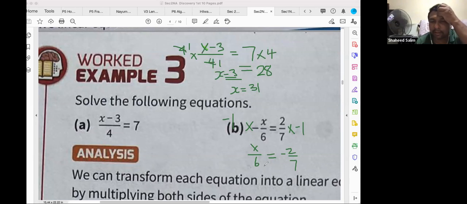Now how to get rid of the 6? You times 6 over 1 lah, like that. Why you times 6 over 1? See, I can cancel. So you must also times 6 over 1. So what do you get? 2 times 6, 12. Minus 12 over 7. X is equal to minus 12 over 7.